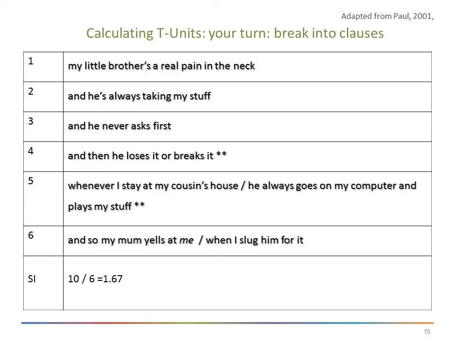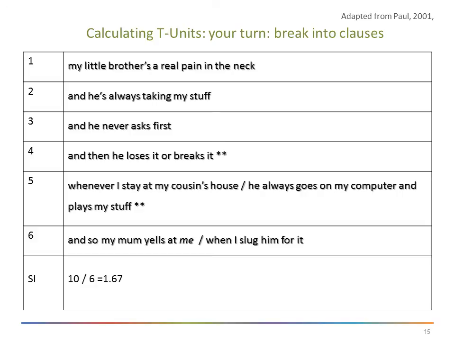So let's look at calculating the T units now. Following breaking it into clauses, how many T units have you calculated? So this is my calculation. Any queries, please don't hesitate to put anything up on the news forum or discuss with each other. So the first T unit, my little brother's a real pain in the neck, independent clause. Second, and he's always taking my stuff, another independent clause. Third, and he never asks first. Fourth, and then he loses it or breaks it. That is an example of the co-referential subject deletion.